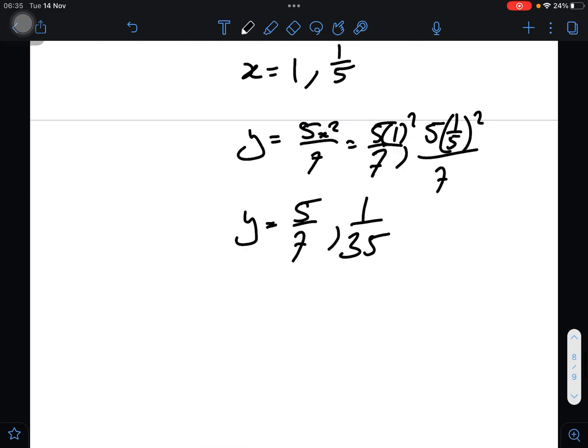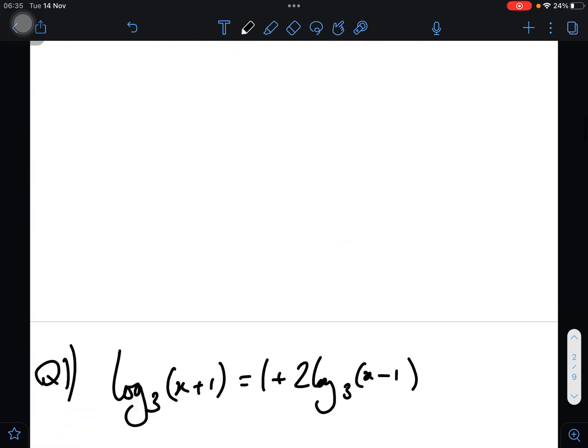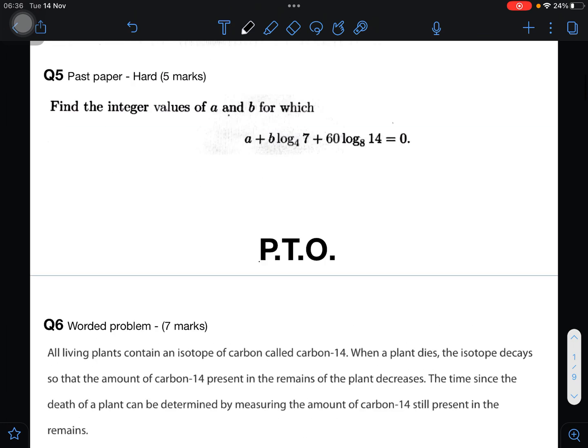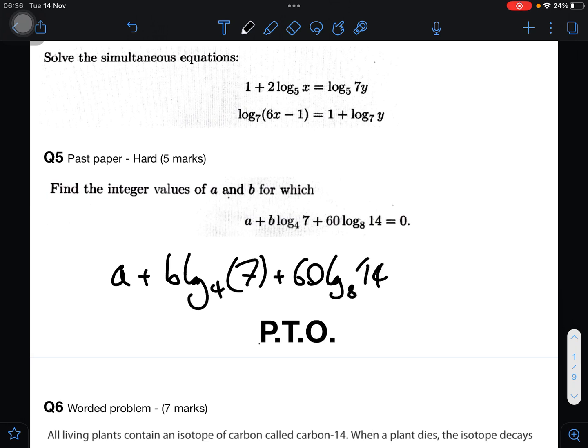Okay, question 5. Now question 5 was the hard one. We've got a plus b log 4 of 7 plus 60 log 8 of 14 equals 0.